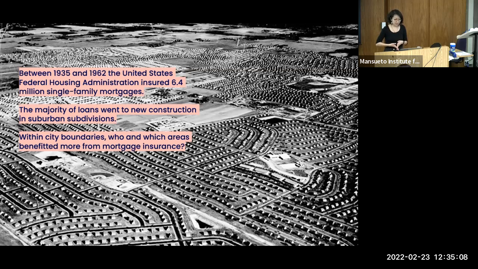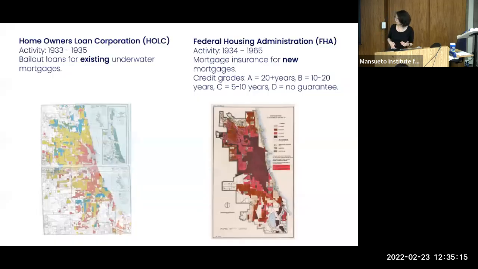However, within the city boundaries, I want to figure out who and which areas benefited more from this mortgage insurance. And of course, we're all familiar with the HOLC redlining maps in terms of their A, B, C, and D grades. The map on the left here is not the real redlining map. That's a previous paper that I wrote, and I won't really get into the details of that here. The relevant information is that mortgages in A or B grade areas were allowed a 20-plus year or a 10 to 20 year mortgage term, which is quite good, while C and D areas were considered more risky and were either given a 5 to 10 year mortgage guarantee term or no mortgage guarantees at all.